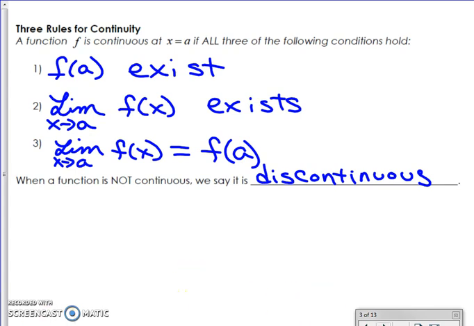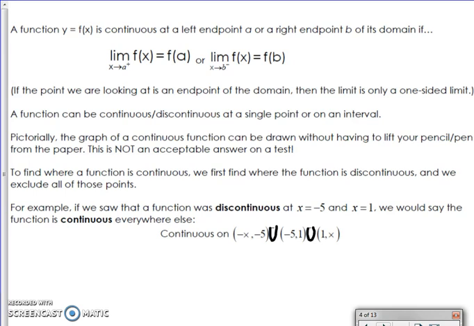Okay. So let's take a look at how that looks in words. A function y equals f of x is continuous at a left endpoint a or a right endpoint b of its domain if the limit from the right and the left are both the same. Notice here that you can be continuous at an endpoint. That's kind of a tricky concept there. So you can be continuous at an endpoint. You don't see it a ton, but just in case.